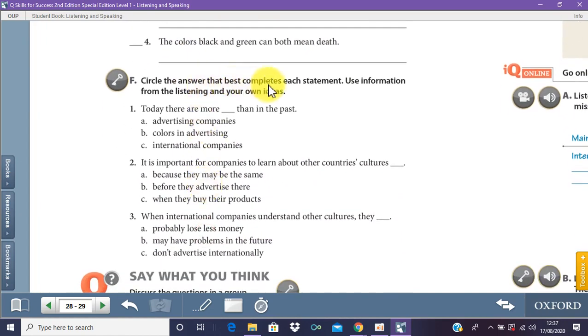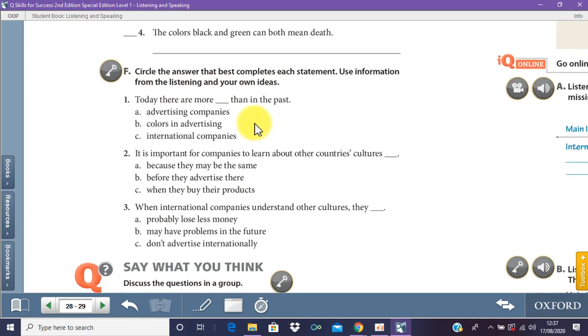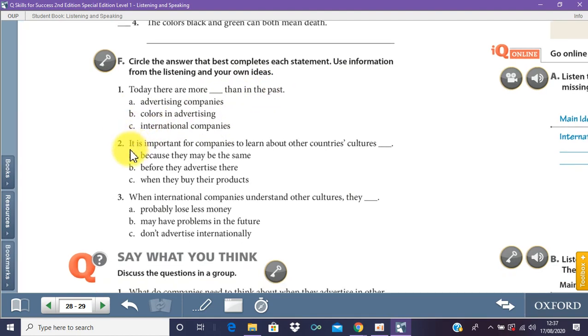Question F. Circle the answer that best completes each sentence. Okay, circle. Very easy, circle. Use information from the listening and your own ideas. So, question number 1, F. Today, there are more international companies, C, than in the past. So circle C for number 1. Number 2, it is important for companies to learn about other countries' cultures. Answer is B.